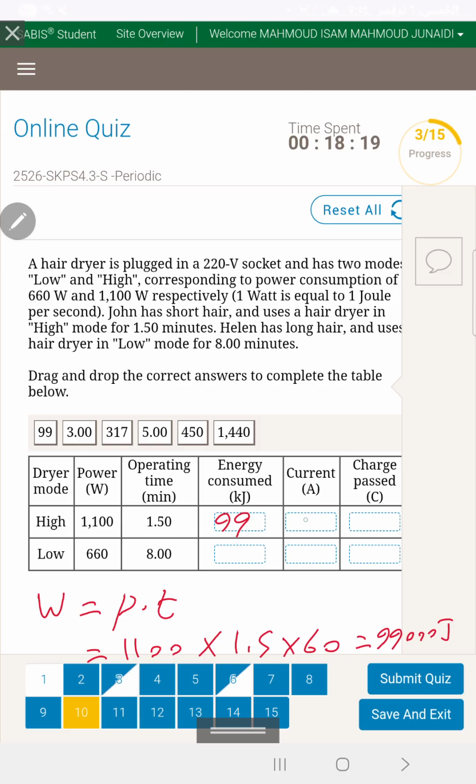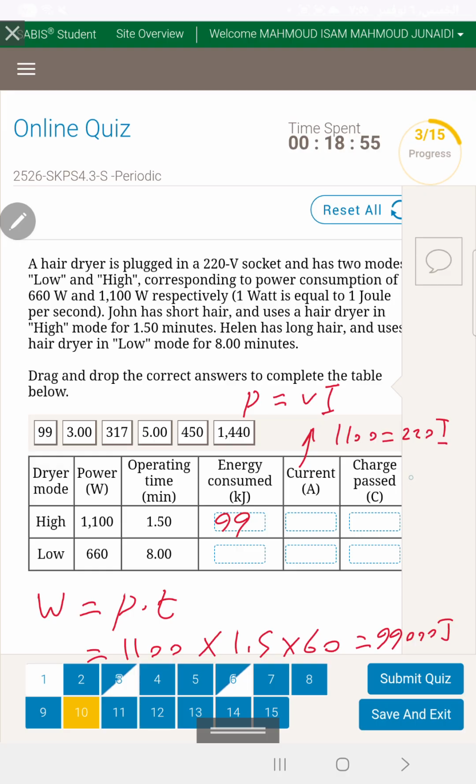Now for calculating the current, you calculate from the formula of the power. So for this question here, power is equal to VI. Remember this formula also. The power is 1100. So here you have 1100 is equal, the voltage is 220 times I, we don't know it. To find I, we divide 1100 by 220. So you get 0.5.